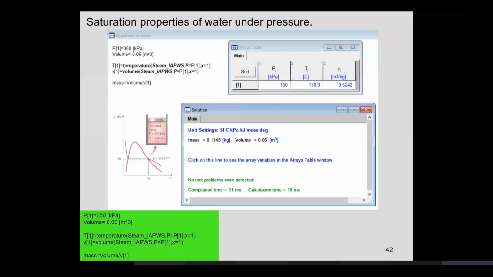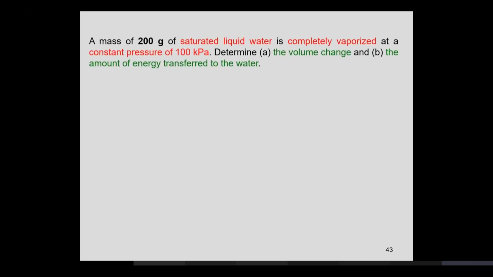All right, let's look at this example. I'm not showing you the examples of EES at the moment. Let's do it numerically using your notebooks and the tables given to you. So a mass of 200 gram of saturated liquid water is completely vaporized at a constant pressure of 100 kilopascal. Determine the volume and the amount of energy transferred to the water vapors, or to the water. How would you find it out?